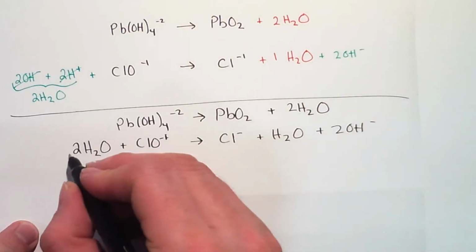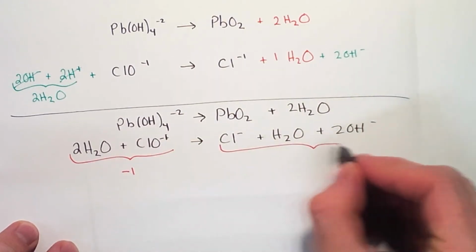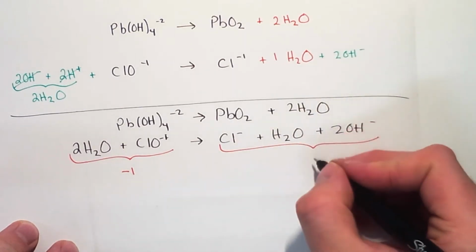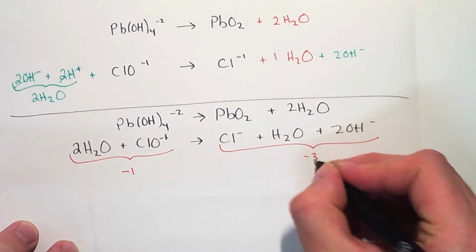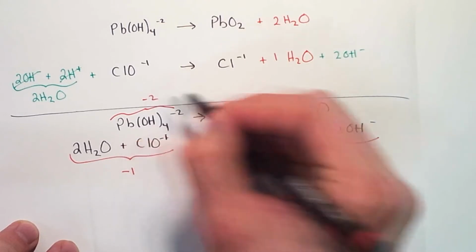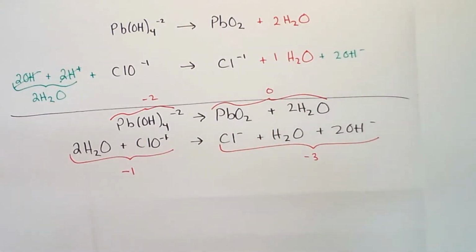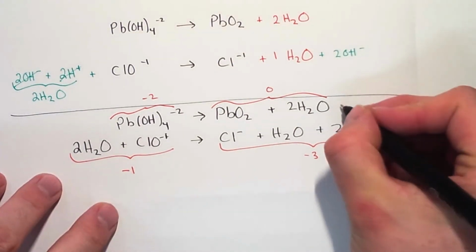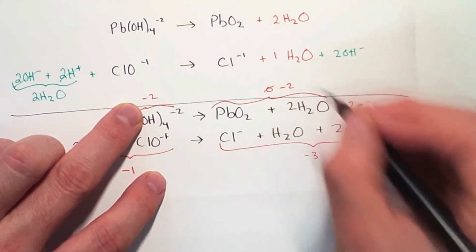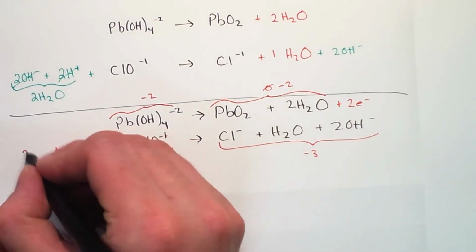So we have to charge balance. So I have -1 on this side, and on this side I have 2 times -1, -2 is -3, up here I have -2, that one's easy. And up here I have 0. So we add our electrons to balance. Got to make this the same as -2, which I've now done. And down here I've got to add electrons as well.